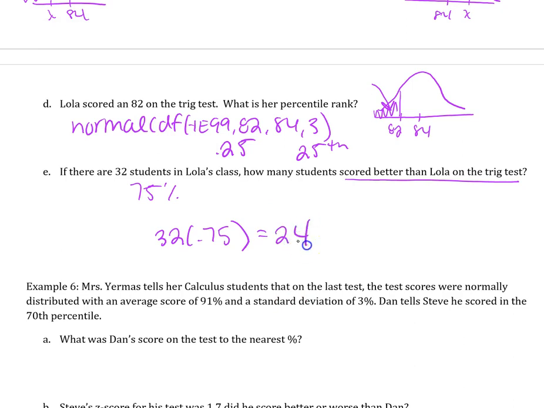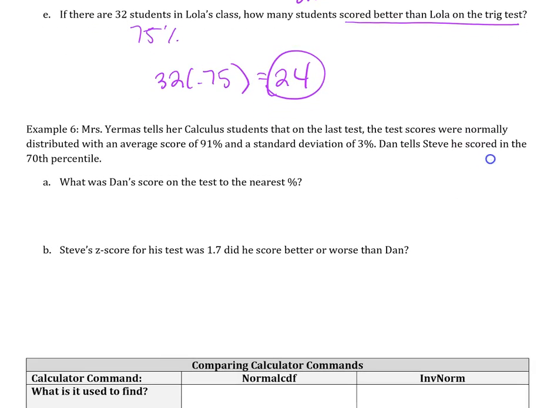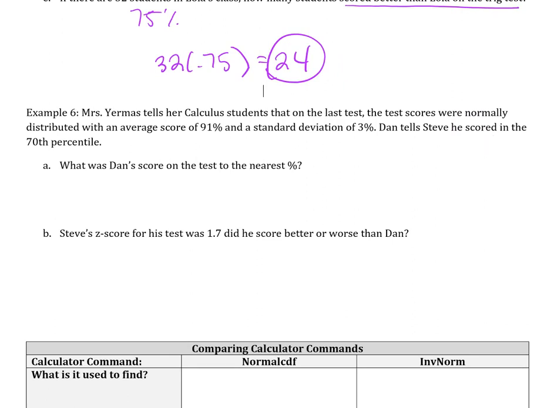So 24 students scored better than her. All right, Mrs. Yermis tells her calc class that on the last test, the test scores were normally distributed with an average score of 91 and a standard deviation of 3. Dan tells Steve he scored in the 70th percentile. What was Dan's score on the test to the nearest percent?